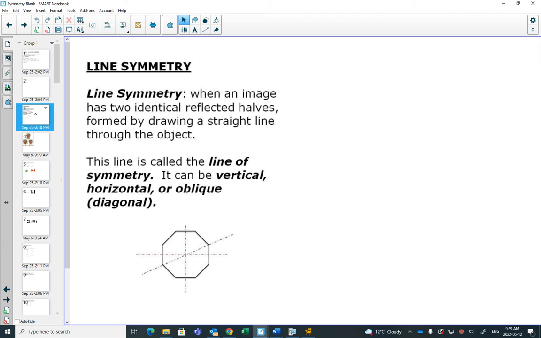So I need you to write down the definition of what a line symmetry is. When an image has two identical reflected halves, if you can draw a straight line through the object so that one side is equal to the other side, we then say that it has line symmetry. Line symmetries can be vertical, horizontal, or any kind of diagonal. And here's a fancy new word for diagonal: oblique.